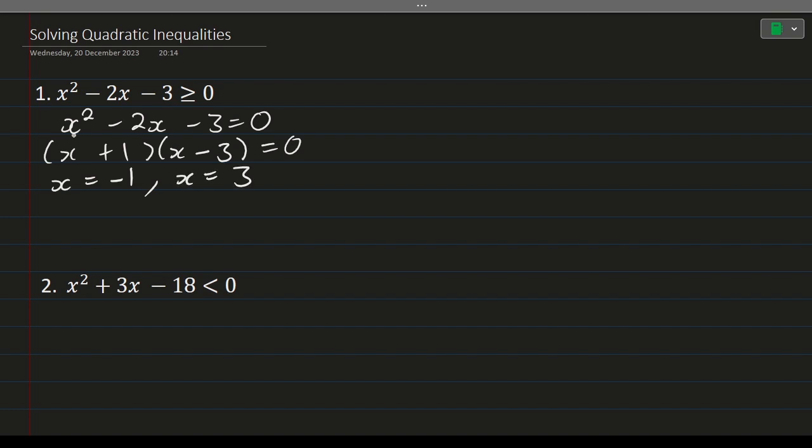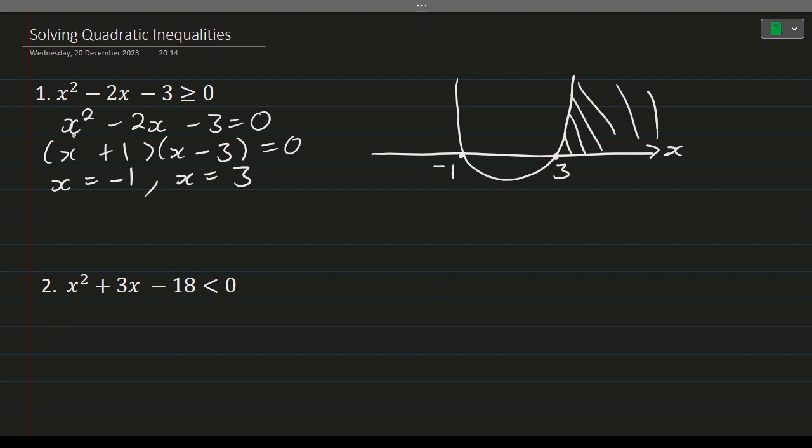Now let's sketch a diagram of the inequality. That's the curve and that's our x-axis. Our first root here is negative 1 and our second root is 3. We want the region where the curve is above the x-axis. So we have two regions, this region as well as this region, which means we have two solutions.